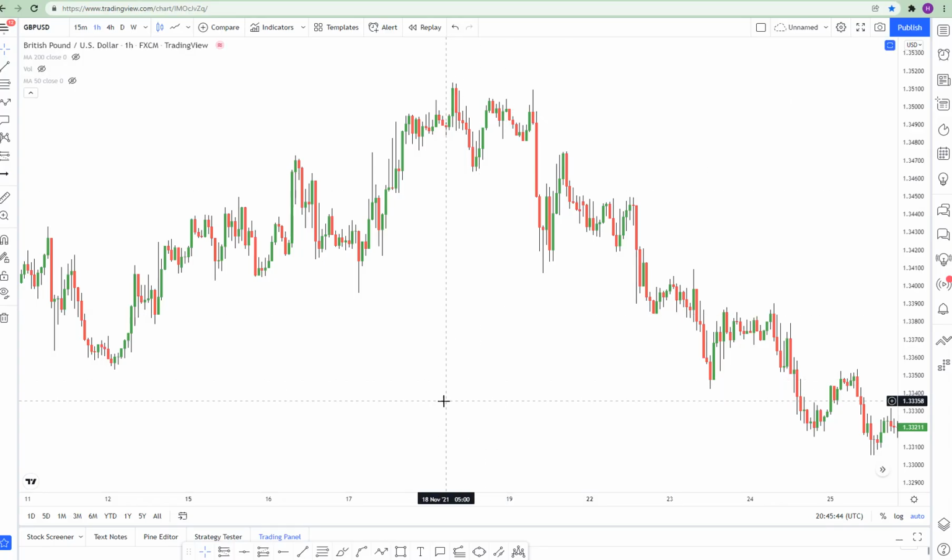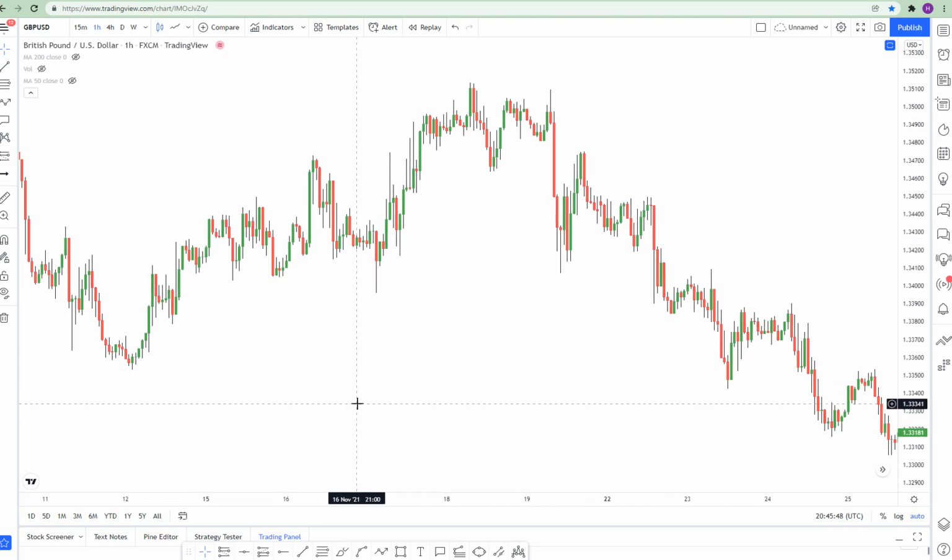Here we are on the pound US dollar 1 hour chart, and let's mark the lows and highs structure of the market, and see what we have learned. We will try to implement those things. We have this high, we have low, high, low, higher high, higher low, high, low, higher high, and this is the recent high low that market has formed.